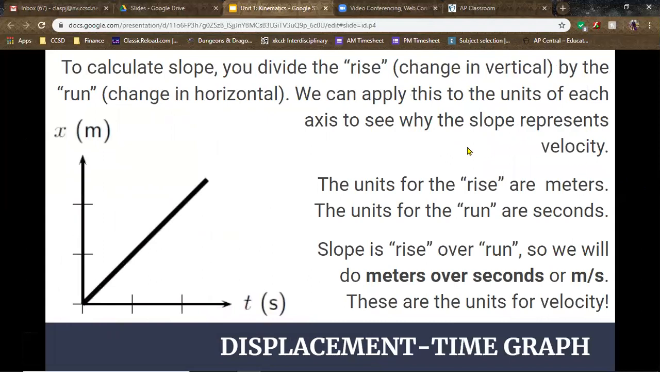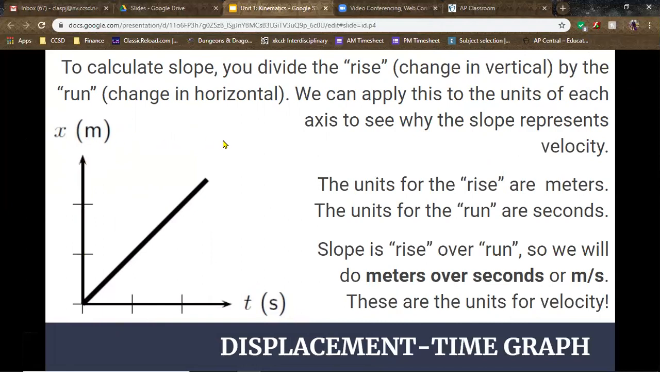So let's go back to slope. Normally when we're calculating slope, it's going to be rise over run, the change in the vertical divided by the change in the horizontal. Normally we do that with the numbers. However, to help us understand why slope represents velocity, we're going to look at the units. So the units for our vertical, our rise, are meters.